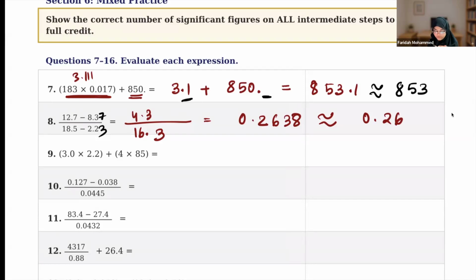If they have different rules, you have to do them separately. Try number 9. This is going to be the last one for today.